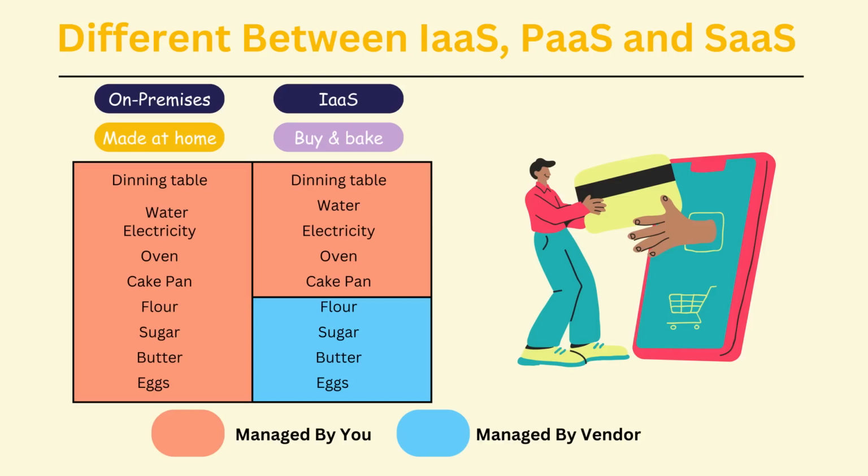The other option you can have is to buy the ingredients, and mix and bake the cake yourself. Now, this would be like IaaS. Here the infrastructure is managed by the provider, and we get to use it and customize it the way we want it. Here the cloud service is then a shared responsibility.